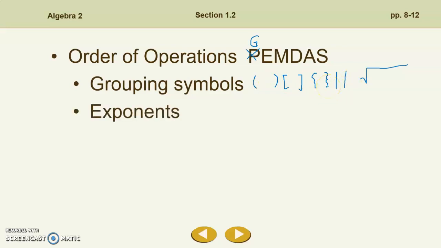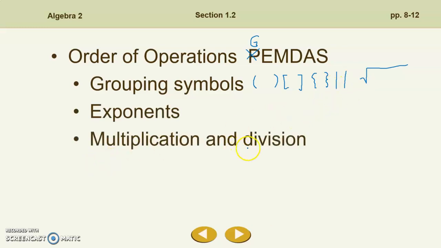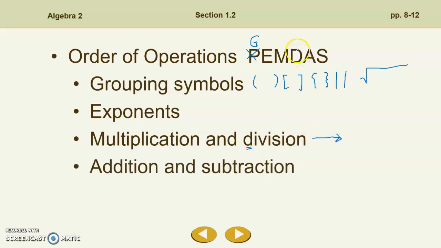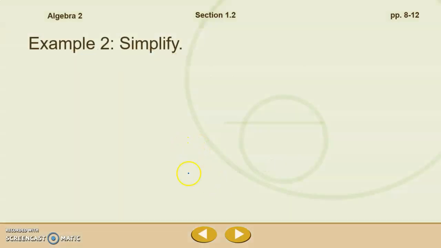And after that, we would then do any exponents. Third step is to do multiplication and division at the exact same time, moving from left to right. And last but not least, we have addition and subtraction at the exact same time, moving from left to right. So let's go ahead and take a look at a problem and practice our order of operations.